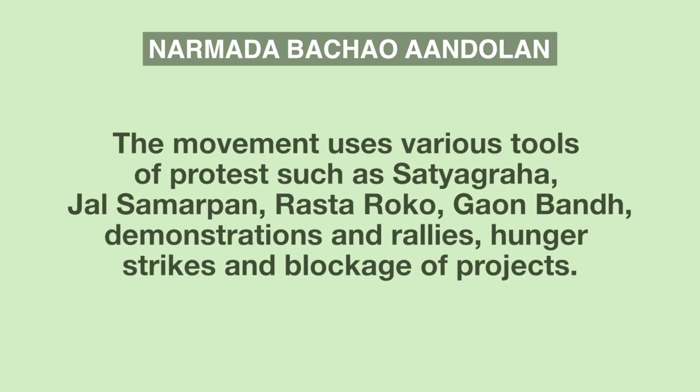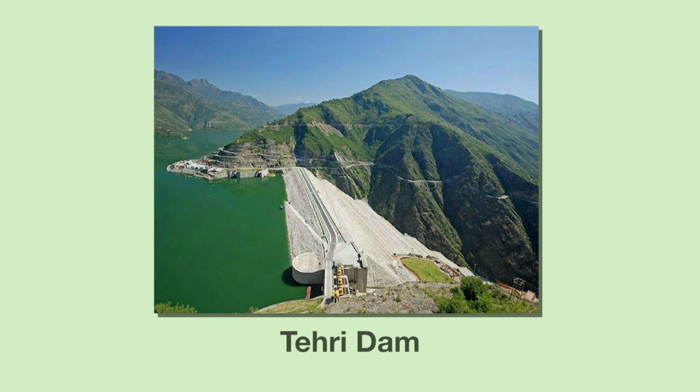The movement uses various tools of protest such as satyagraha, Jal Samarpan, Rasta Roko, Gaon Bandh, demonstrations and rallies, hunger strikes, and blockade of projects. Next, we have the Tehri Dam conflict. One of the most protracted environmental movements in recent years is the movement against the Tehri Dam.